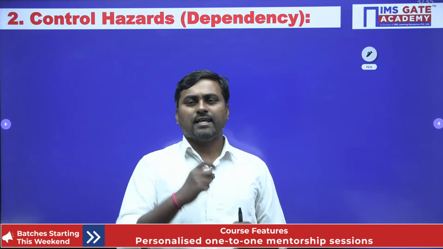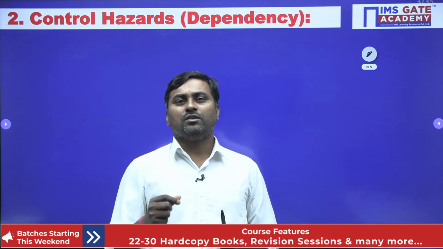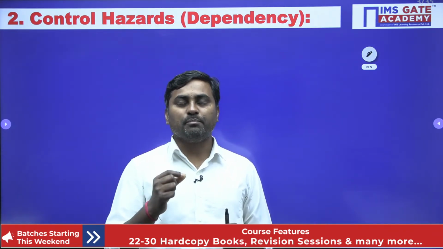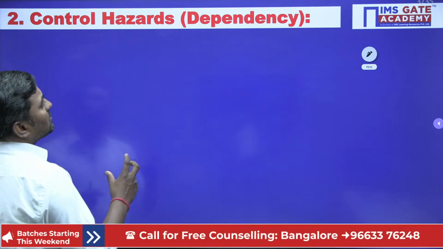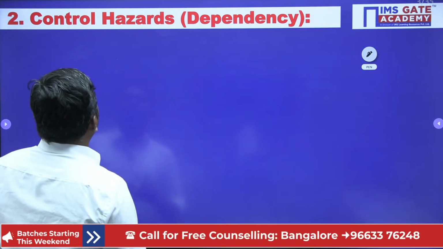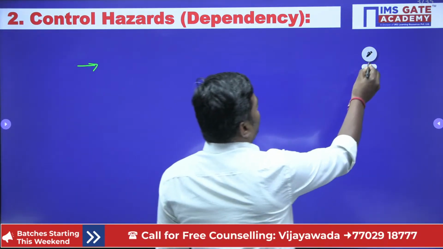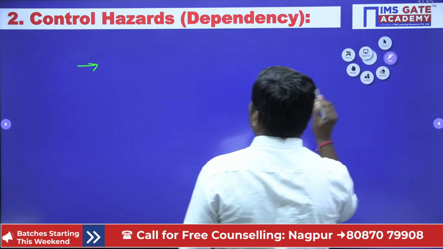So now let us understand how the problem arises, then we can think of the possible solution for the control hazard or control dependency problem. First we will focus on how the problem arises. What are the things we have discussed in the previous classes?